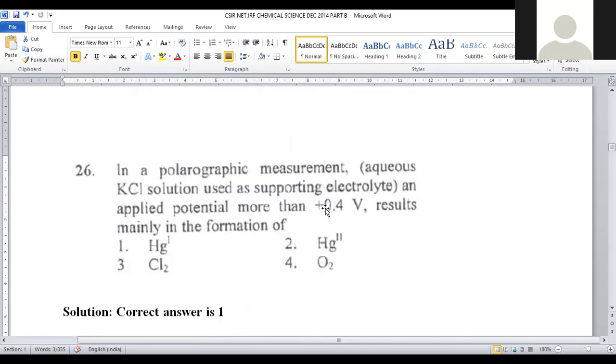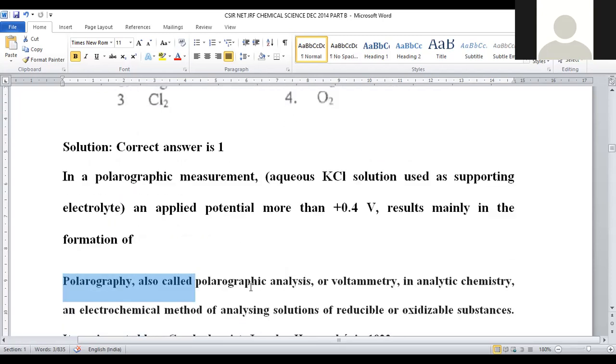So if you are applying more than plus 0.4, what could be the condition? Silver turned into silver monopositive, and mercury turned into mercurous. Hg stands for what? Hydrargyrum, right? Hg is hydrargyrum. So Hg to Hg monopositive will be generated. For question number 26, option number 1 is the correct answer.